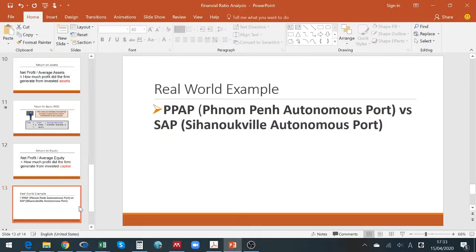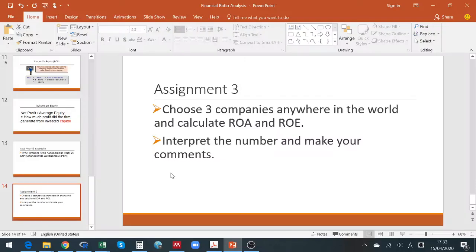So the last assignment. I just compared these two companies, but you can compare many companies. I want you to choose 3 companies anywhere in the world. I chose one from Cambodia, but you can choose anywhere in the world. Then do the same thing, and I want you to make the interpretation. I want you to make short comments. Remember, just doing the calculation doesn't mean anything. I want you to know the meaning of these numbers. That's the last assignment for this semester. All right, good luck.